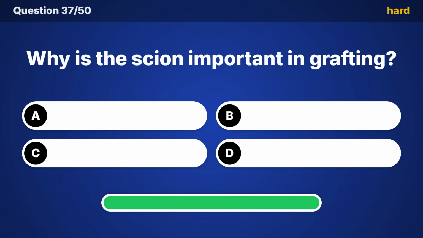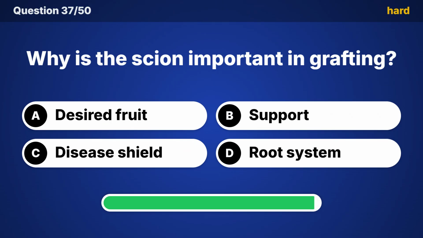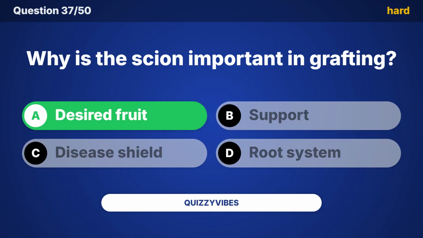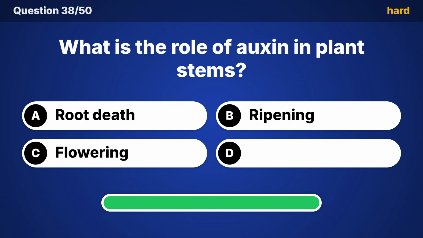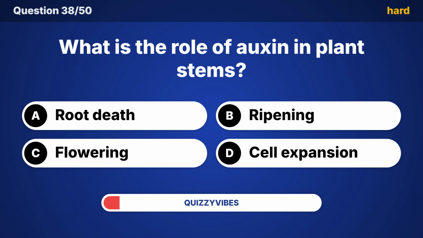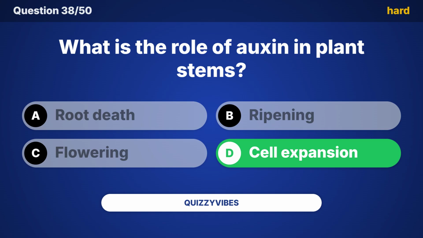Why is the scion important in grafting? Did you guess it? The answer is desired fruit. What is the role of auxin in plant stems? The answer is cell expansion.